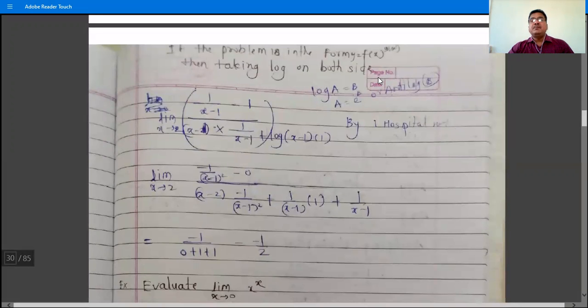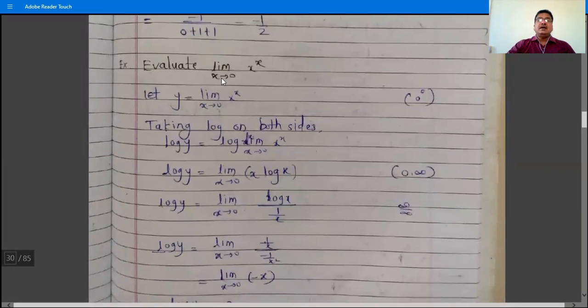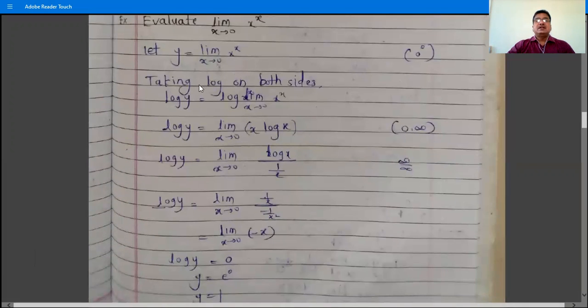Then taking log of both sides. So suppose y denotes this limit x tends to 0, x raised to x, let y is equal to this. Then taking log of both sides, log y is equal to log of limit x tends to 0, x raised to x. And limit and log are interchangeable. So we have limit x tends to 0, log x raised to x. And log x raised to x is what? x into log x, by using the log a raised to m rule. Log a raised to m is m log a. So it is x into log x.